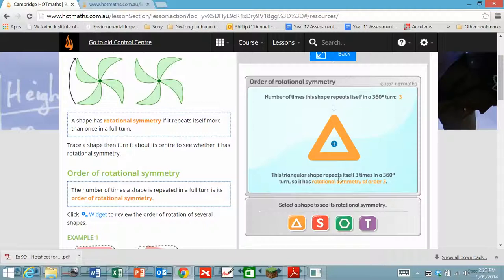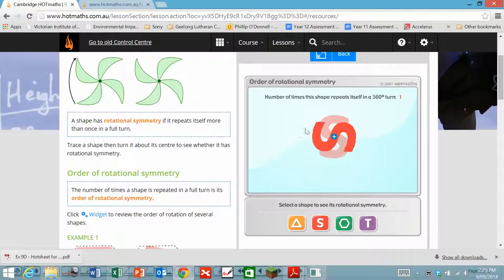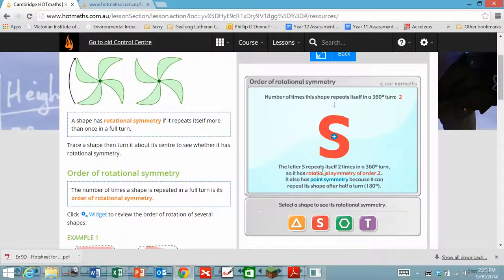So this triangular shape repeats itself 3 times in a 360 degree turn, so it has rotational symmetry of order 3. Let's have a look at this S. There's 1 and there's 2. So the letter S repeats itself twice in a 360 degree turn, so it has rotational symmetry of order 2.